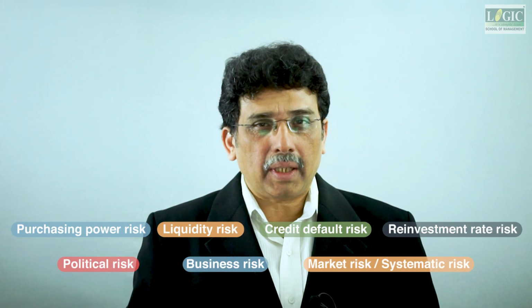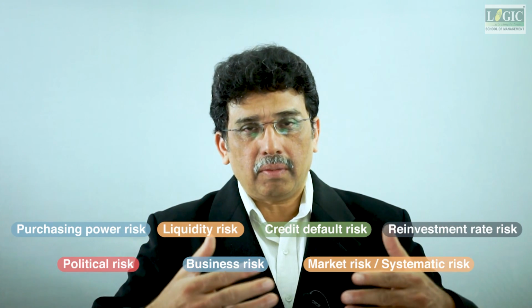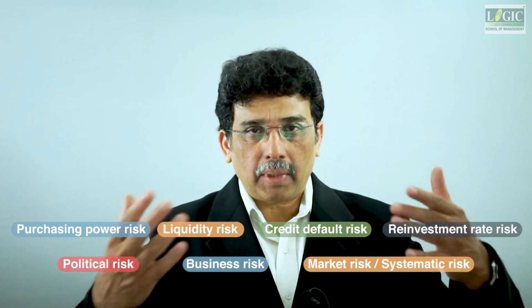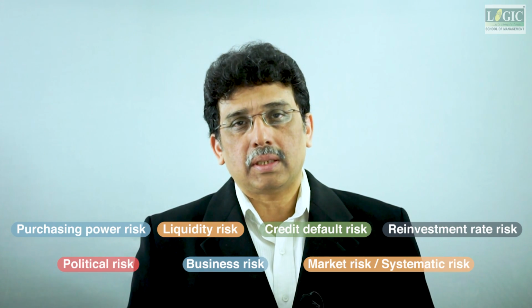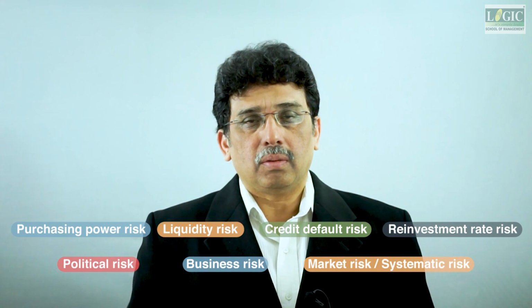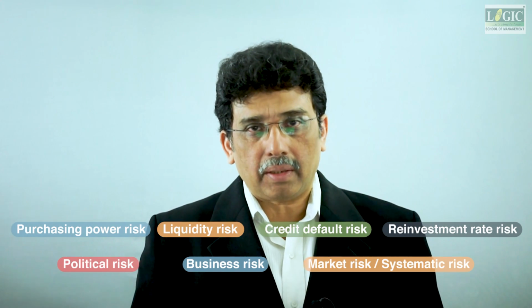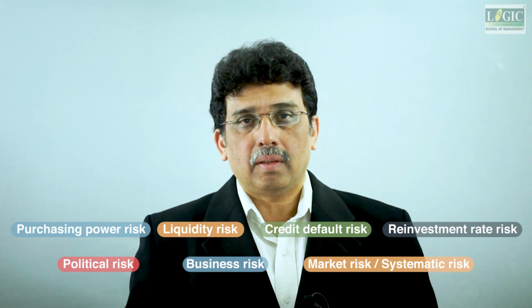Why is it called systematic? Because it systematically causes all investments to go down at the same time. So it's a systematic meltdown in the market. So now that is about systematic risk. There's nothing a person can do about market risk or systematic risk. He cannot diversify it because it is in the market, right?